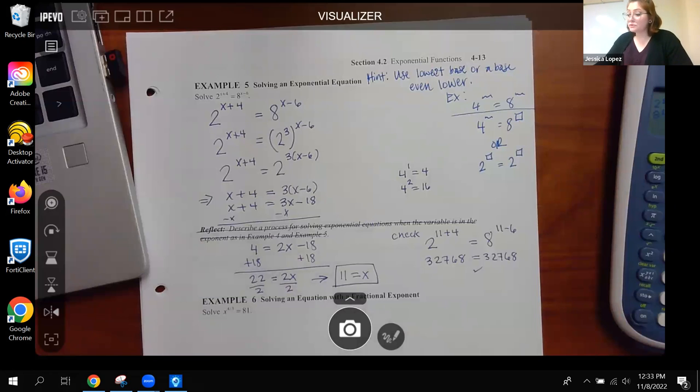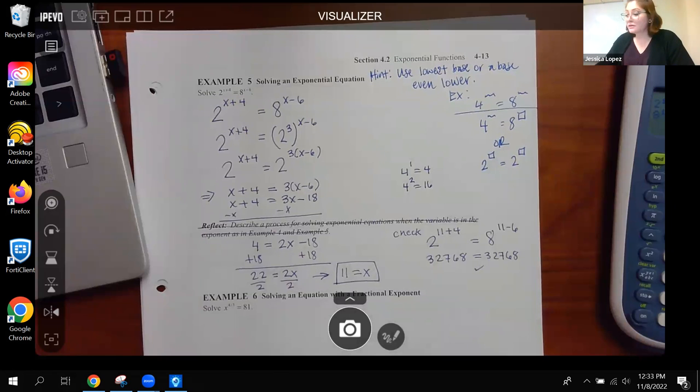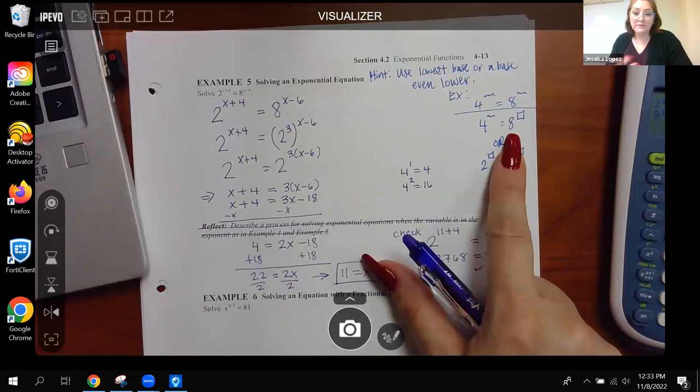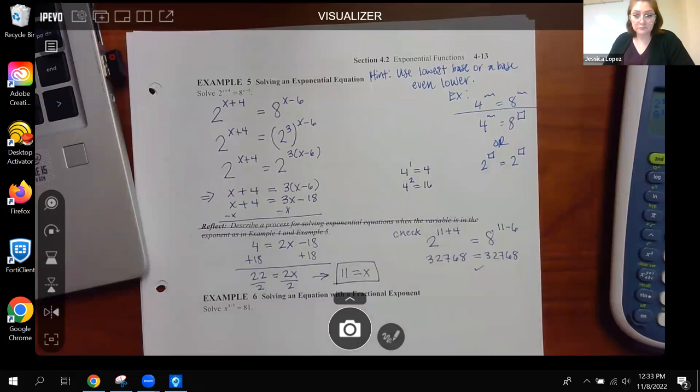But these should be multiples of whatever the smaller base is. So I wouldn't use a base of 3, right? Because 4 and 8, they don't have factors of 3. But they do have factors of 2. So that's why I went down to the base 2.